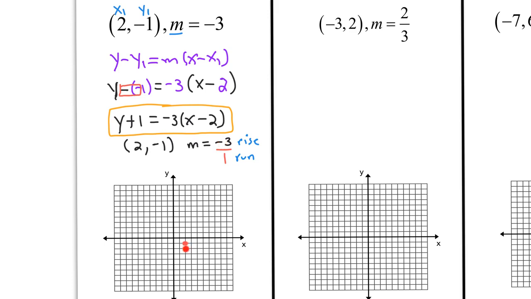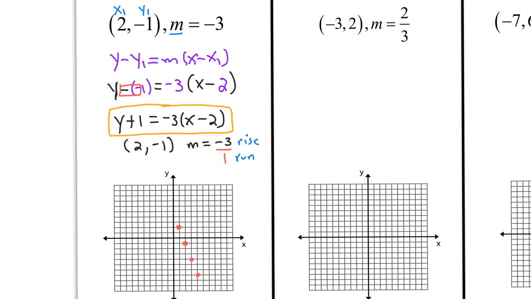So from here, 1, 2, 3, and 1 to the right. And I make another point right here. And you guys can do that again. From here, 1, 2, 3, 1 to the right. So you make another point. Or you guys can go the other way, the opposite direction. Instead of going down, you can go up 3, 1, 2, 3, and then 1 to the left, because that's the opposite. So you guys can do that too.